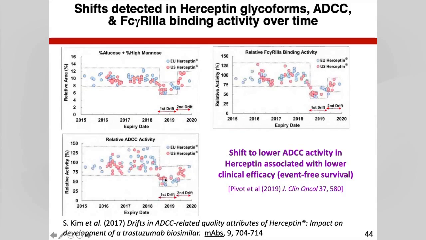This decrease in ADCC activity over time correlated with a drop in afucosylation and high mannose. Those two tend to go together, and then a shift back up over a second period of time back to the levels that were seen previously. And again, this correlated reasonably well with FcγRIIIa binding activity, which is responsible for binding of the drug to the effector cells that cause ADCC-mediated killing of the target cells, which again, in this case, is breast cancer cells.